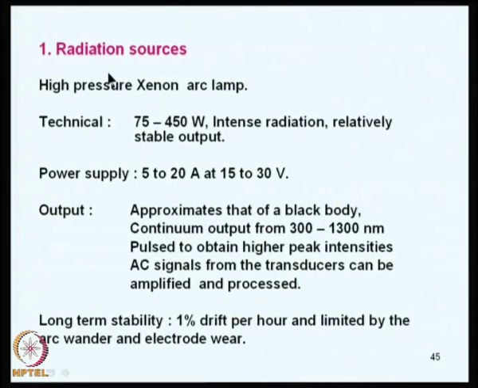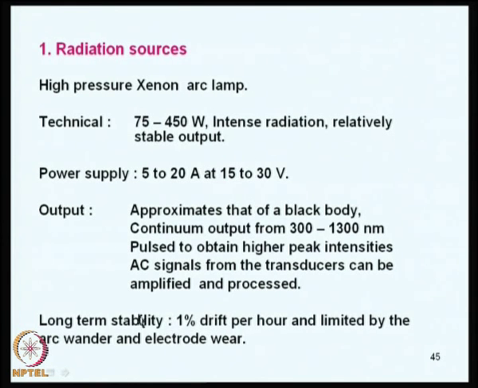Now, first of all, let us discuss the radiation sources. First is the best, that is the high pressure xenon arc lamp. The high pressure xenon arc lamp is the most preferred choice for high quality work. What are the technicals? It should be a lamp of about 75 to 450 watts. It gives intense radiation and relatively stable output. Sometimes in the output there could be a drift.